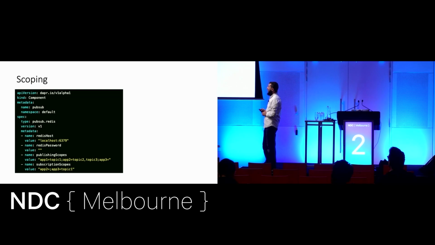One of the things that we need to talk about is the scoping. In the pub/sub component, you can limit what topics applications can subscribe to and what topics they can publish to. This will also allow you to have more constraints, so that if you're an architect and you did this pub/sub component, you're not worried about whether the developers listen to the wrong topic or not.